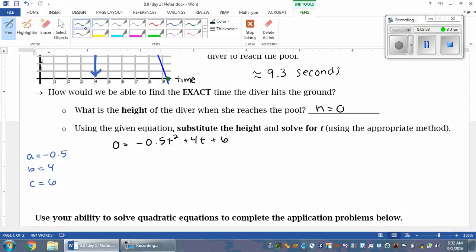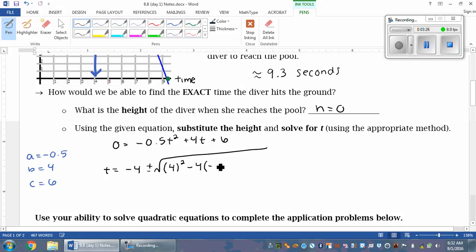We can always use the quadratic formula to solve any quadratic equation, but before you use it, you just have to make sure it's equal to 0. Instead of x equals, we're dealing with t, so I have t equals the opposite of b, negative 4, plus or minus the square root of, now this formula again will be given, b squared, so 4 squared in parentheses, minus 4 times a, which is negative 0.5, times c, which is 6, all divided by 2 times a, which is negative 0.5.